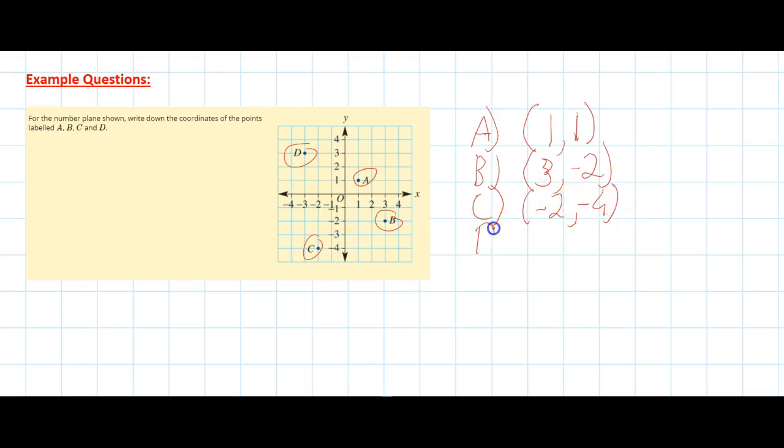And then D, which is in the second quadrant: I go with the x first, so it's negative 3, and then going up to a positive 3.